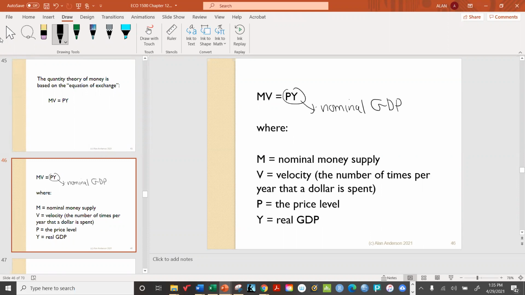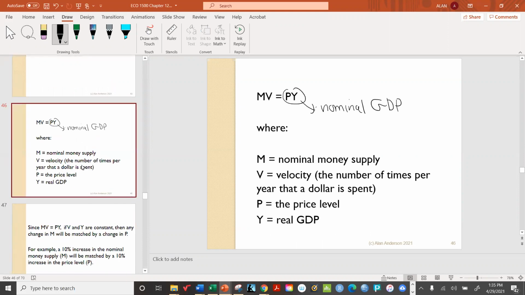Now, often with the quantity theory of money, we assume that over a fairly short period of time, velocity and real GDP will remain relatively fixed. In other words, they don't change that much. So what a lot of books do is put a little bar over the top to indicate these are fixed. Okay. And Y we'll also assume is fixed.